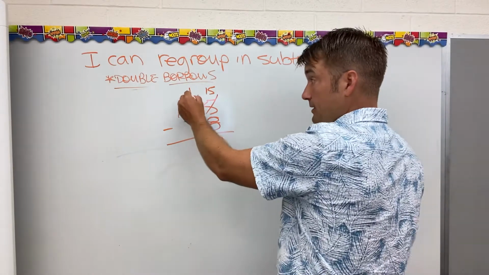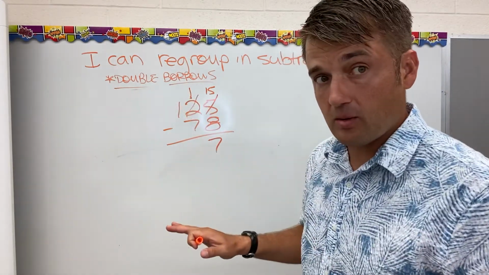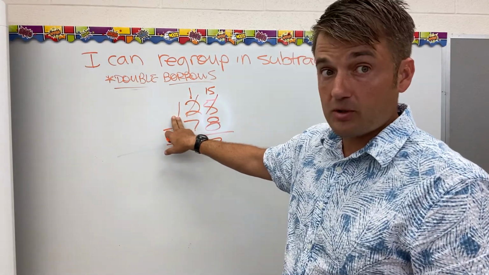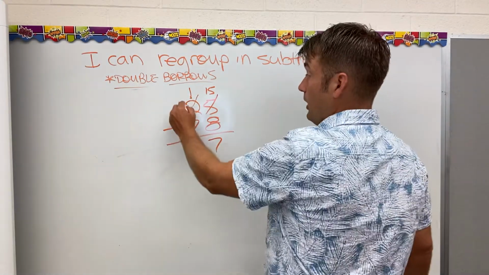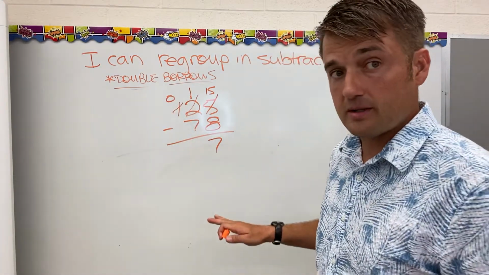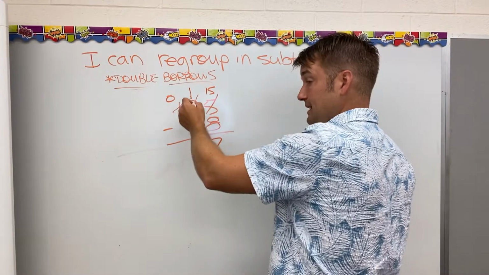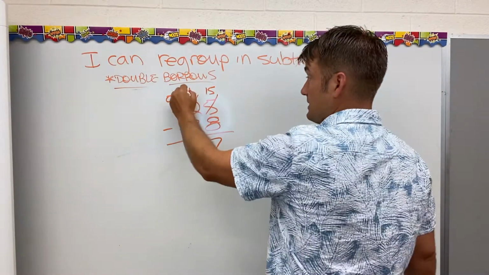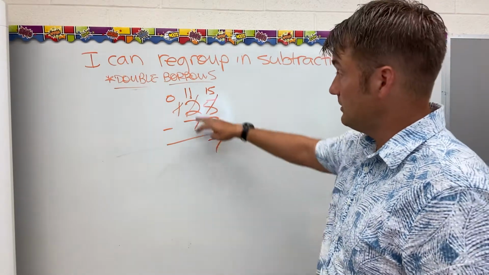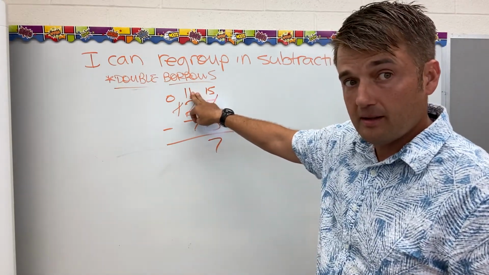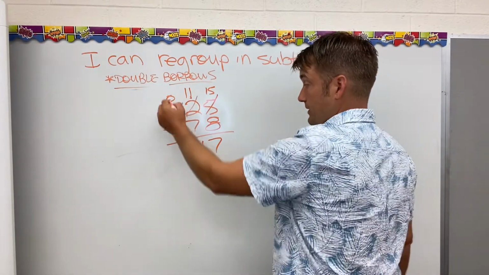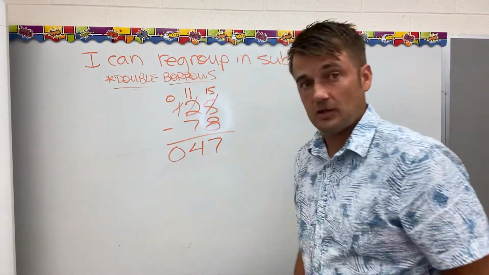The 1, remember it stopped being a 2 already. The 1 has to borrow from its neighbor, which is also a 1. The 1 here goes down to a 0. So I have no hundreds. And I'm gonna add 10. 1 plus 10 is 11. Okay, and now I can subtract from that. 11 minus 7 is 4, and then 0, just like that.